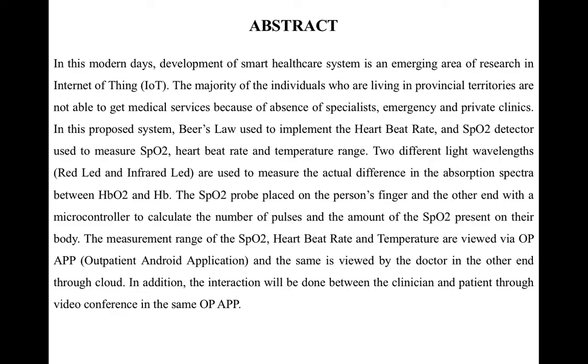So we implemented a heartbeat rate and SpO2 detector device, which is used to measure SpO2, heartbeat rate and temperature ranges. The person can see their heartbeat rate, SpO2 and temperature ranges on their Android mobile through the OP app, which gets the ranges through a Bluetooth connection with the detector device. Now everyone has an Android mobile, so they can easily use the detector device and OP app.